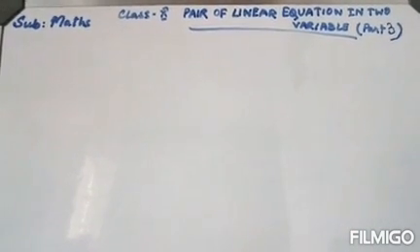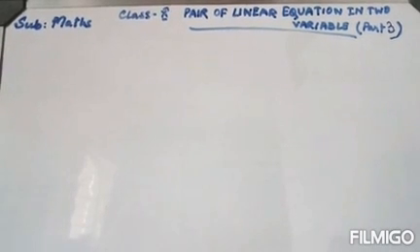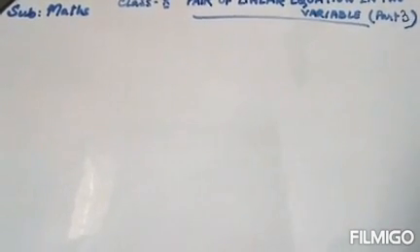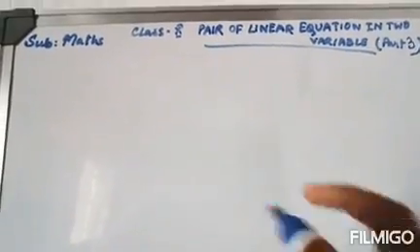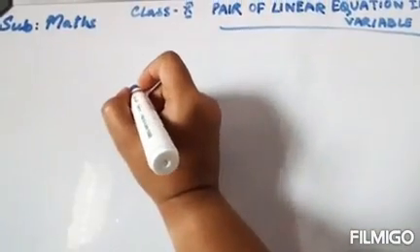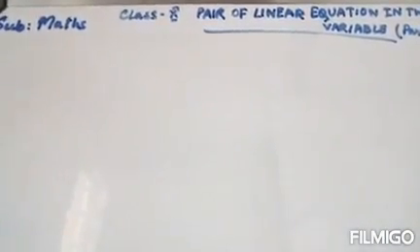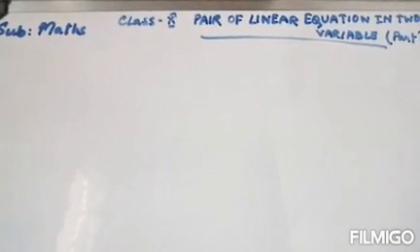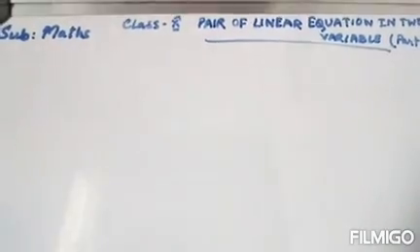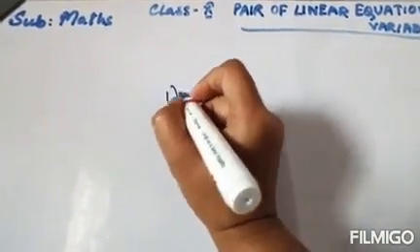Okay, today we are going to see how we can solve linear equations algebraically. Algebraically, we can solve them by four methods. When we solve a pair of linear equations, obviously it must have two variables. For that, we need to know the methods by which we can solve.